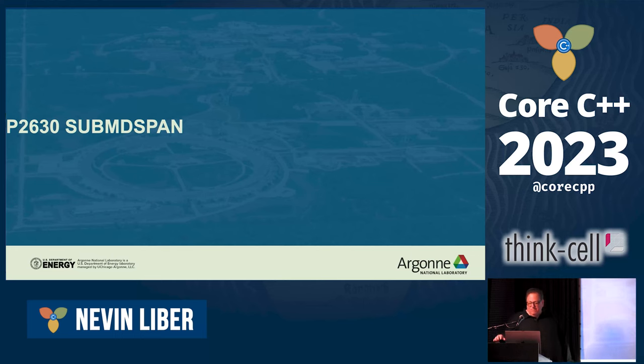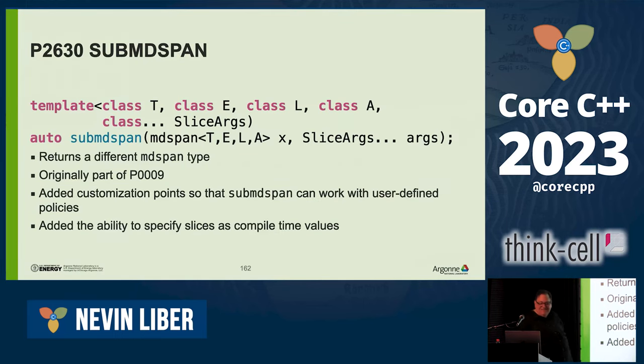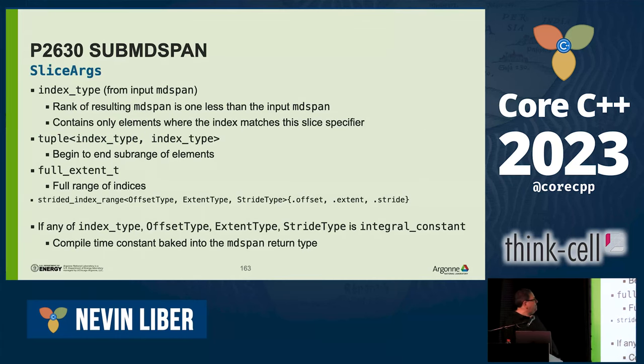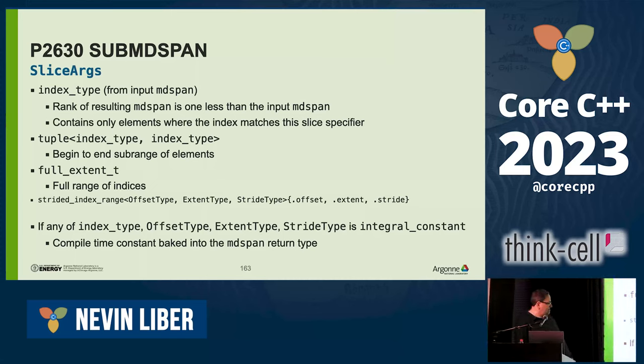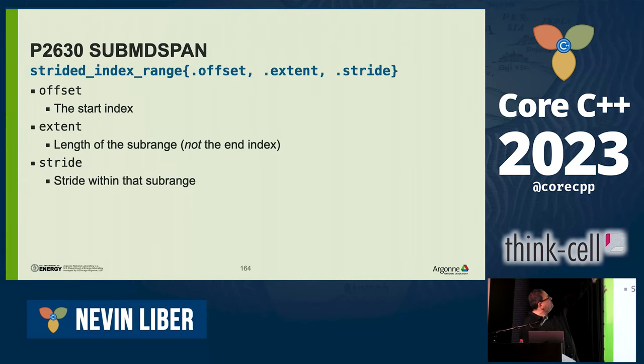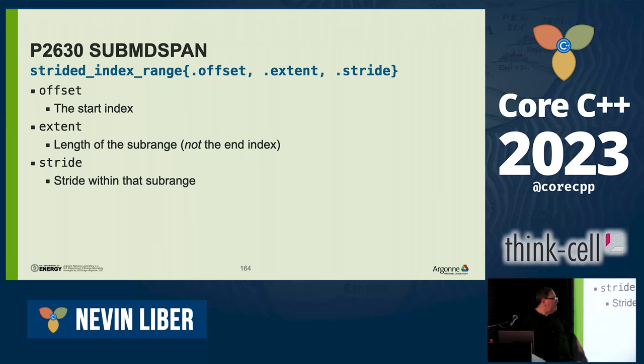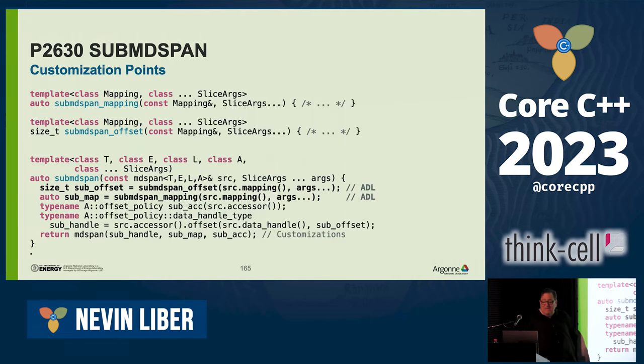So the MDSPAN, I haven't followed recently, but I hope this is still correct. And this is just the pulled out parts. You could have an index type, and you have the full range of indices. It's also a strided index range. It has an offset where you want to start inside the extent, then the end of the subrange, and the stride. And this has some customization points, some mdspan mapping function and a submdspan offset function. So it's working its way through. It's right now going through LWG wording review, but I don't know that LEWG has finished approving it yet. I don't remember.